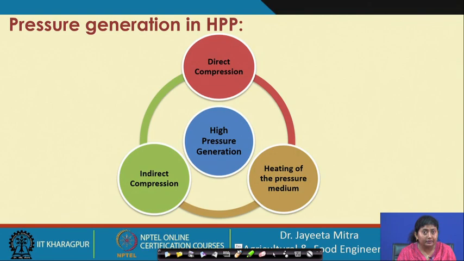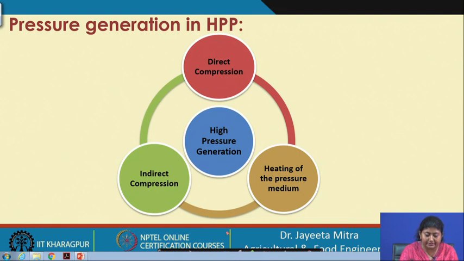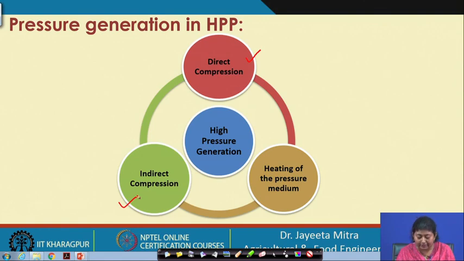Pressure generation in HPP can be done by 3 different mechanisms. For this much high pressure generation, either we can go for the direct compression method or the indirect compression method, and the third one is heating of the pressure medium. Now, let us see individually what these methods are: direct compression, indirect compression and heating of the pressure medium.